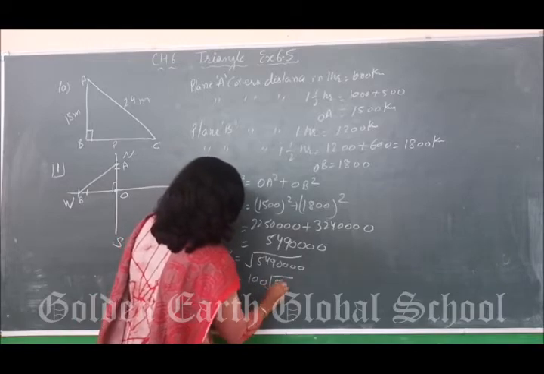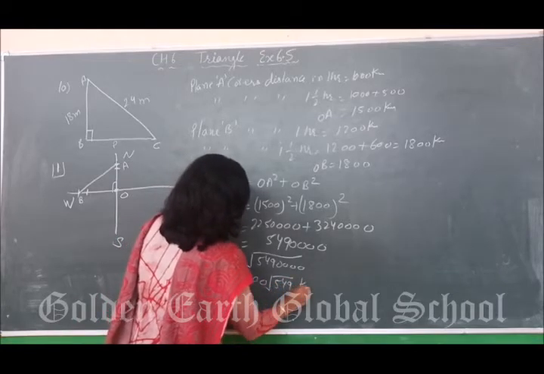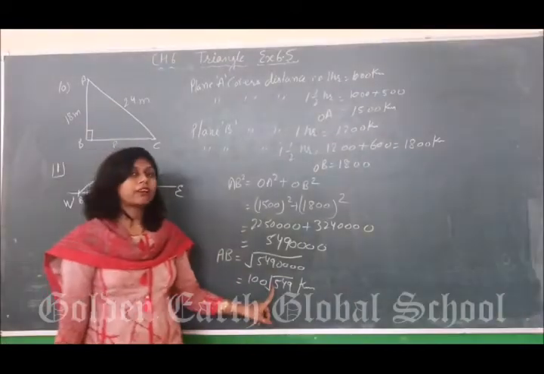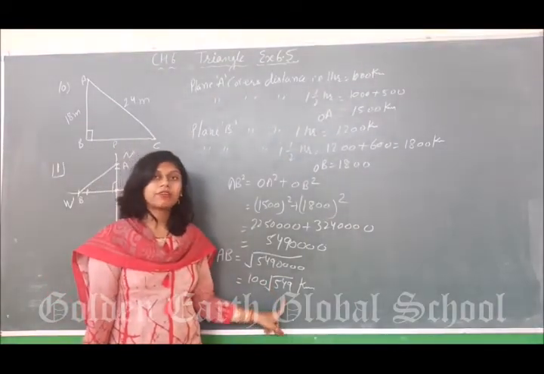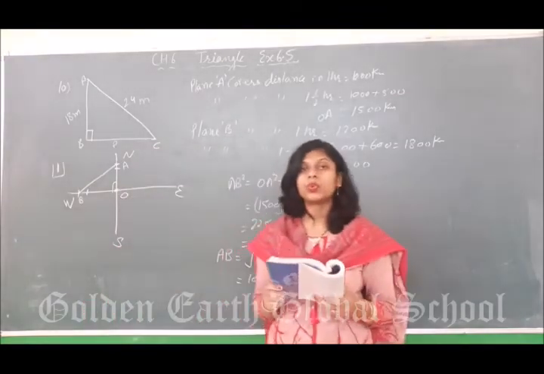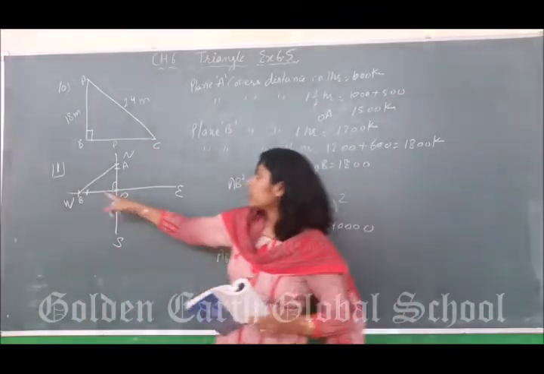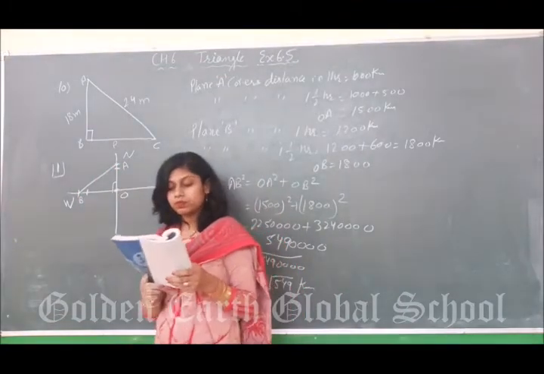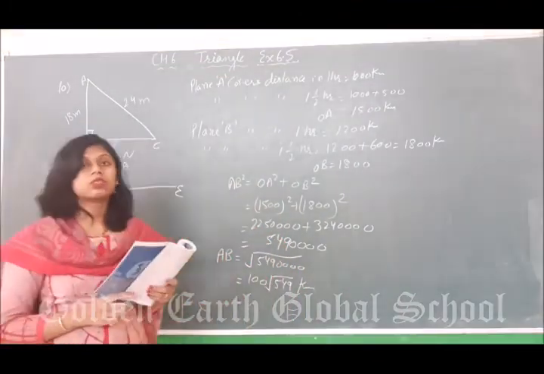100 root 549 kilometers. You can further solve it by doing the prime factorization of 549. So this is your answer, the distance between the two planes at 1.5 hour. Clear? So this is your 11th question.